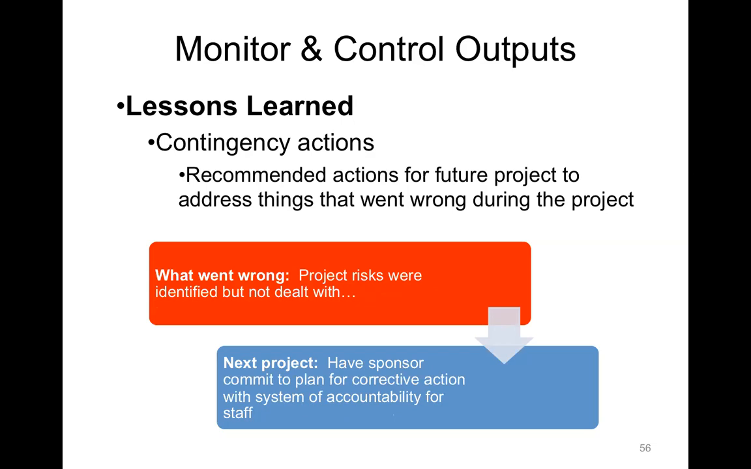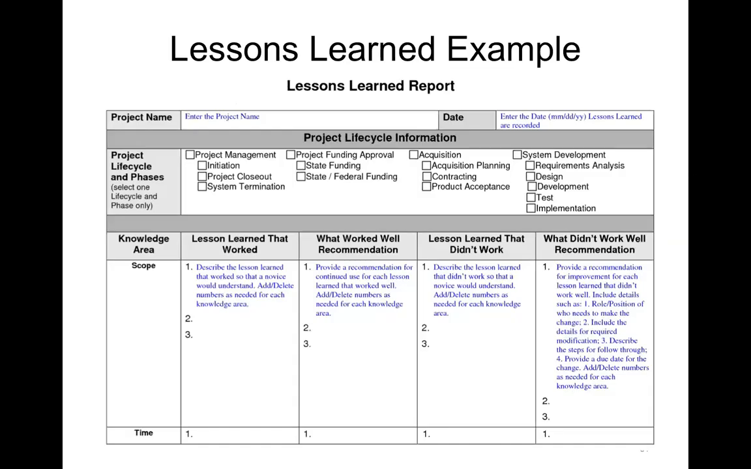What else goes wrong? Project risks were identified but not dealt with. Very common. We identify project risk, do a great job of that, but it's not really used as a tool. It's just used as more of a formality. It's more of a technique, but if it's not a tool, then there's no point in using it. So we need to have the sponsor commit to a plan for corrective action with a system of accountability for staff. At that point, maybe the sponsor wants to get involved and have a more formal process for making sure that the project manager and team members are held accountable to not just identifying risks, but actually doing something about them.